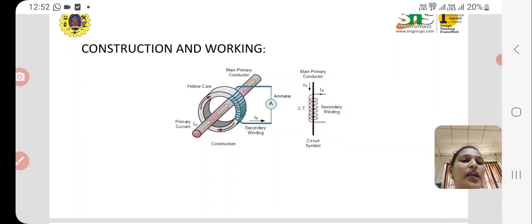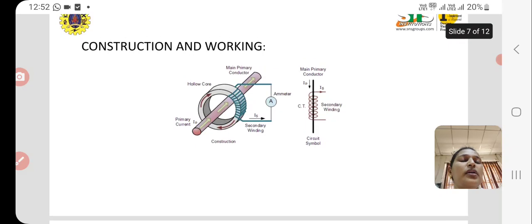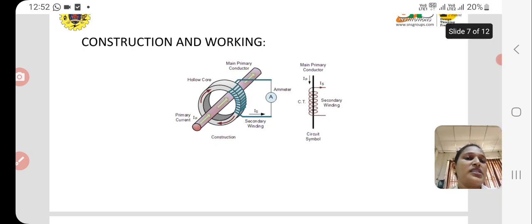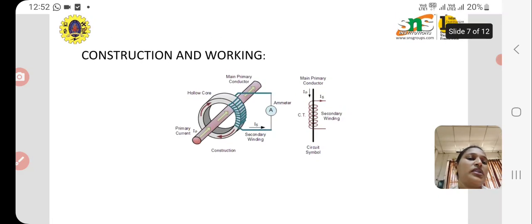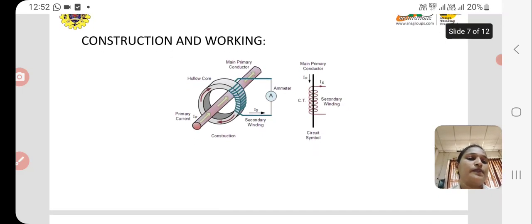The primary current flows through the primary conductor, the main conductor. An EMF is induced in the secondary winding as per the number of turns. The symbolic representation is given here, wherein only a single winding is present in the bar type construction.